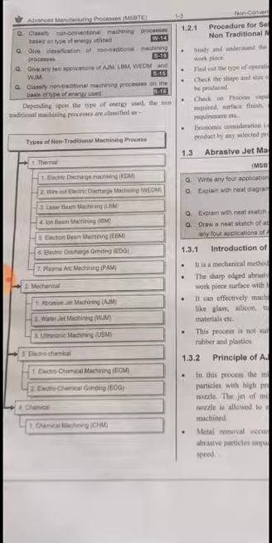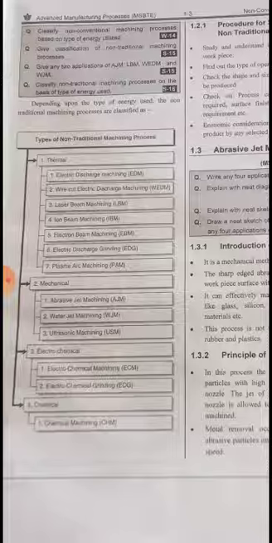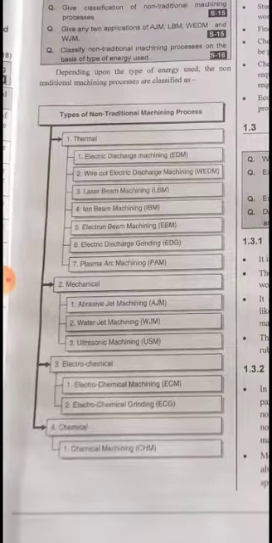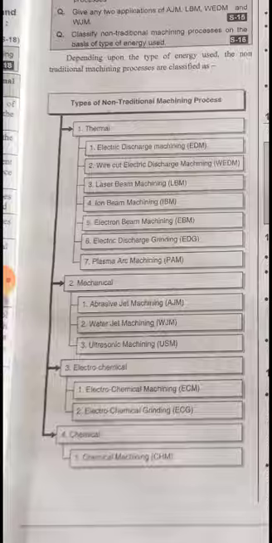Now next, depending upon the type of energy used, the non-traditional machining processes are classified. We have to see the classification of non-traditional machining processes. Depending on the energy, all these machines are classified. First is thermal, that means higher temperatures are used for getting our desired shape. Then mechanical energy, then electrochemical energy and chemical energy.